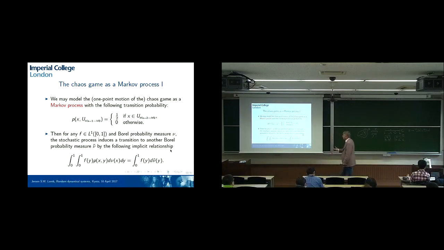The probability measure of being there, if you do it by hand. Okay, so now the idea is to somehow use this Markov process to push forward measures.